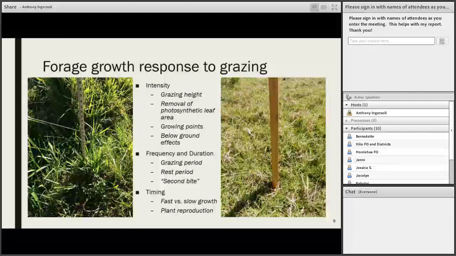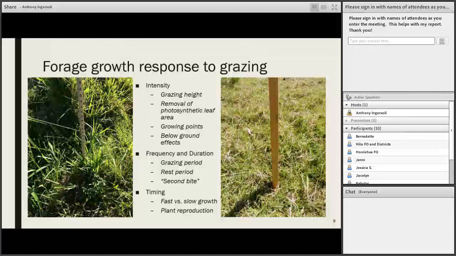Frequency and duration of grazing have to do with how often a pasture is grazed, how long that pasture is grazed, and then how long it's rested in between grazing periods. It also has the ability to influence whether or not forage plants are vulnerable to the second bite, as we call it, and we're going to talk about that a little bit more.